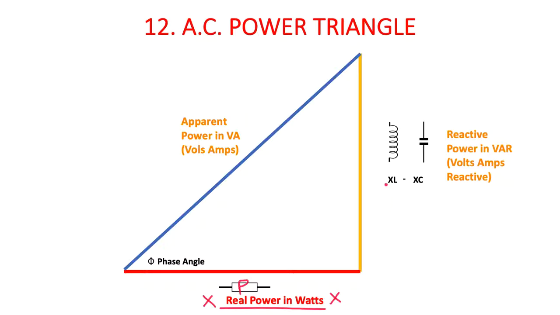The reactive component is always on the vertical, either up or down, depending on which of these is bigger, and it's always going to be the XL minus the XC. So the reactive inductance minus the reactive capacitance, and then of course multiplied by current to give us reactive power in VAR. And then finally, the apparent power, which is the power that looks like it's being taken from the power supply, but it's not, and that is simply the volts times the amps, or what we quite often call VA, just volt amps.